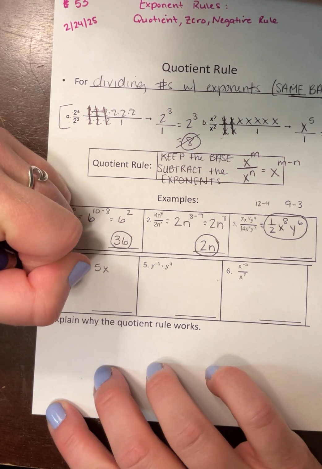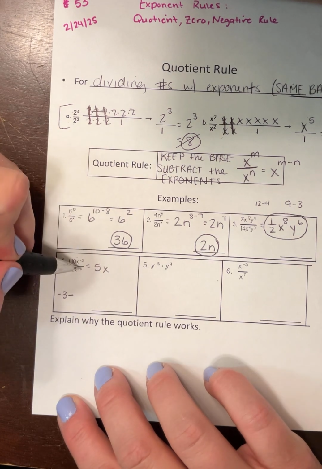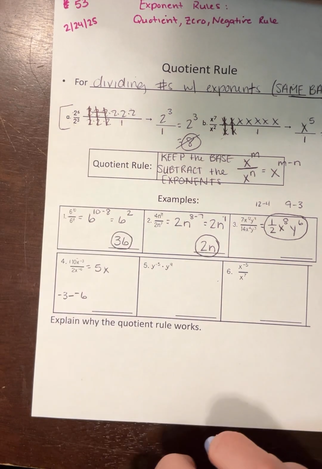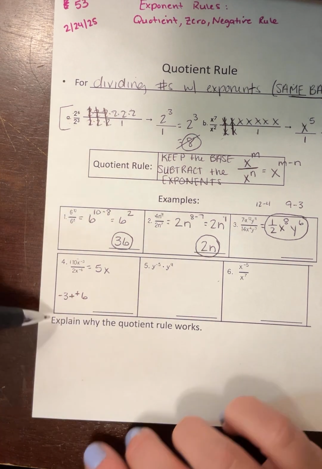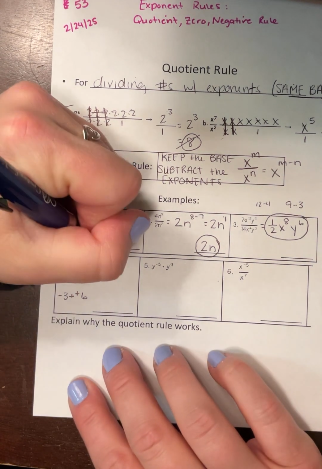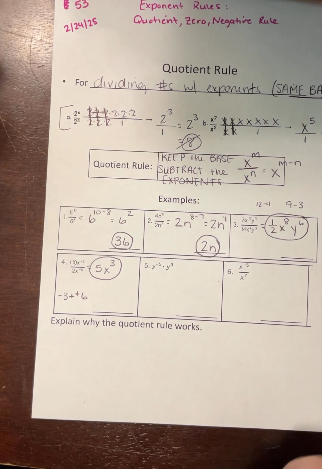This is, for your exponents, it's -3. We're subtracting them, so minus. Then that one is -6. Remember last year, Mr. Gary telling you to add the opposite. And so -3 plus 6 is +3. Okay, final answer.